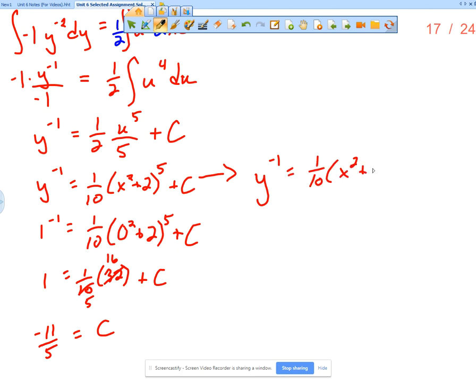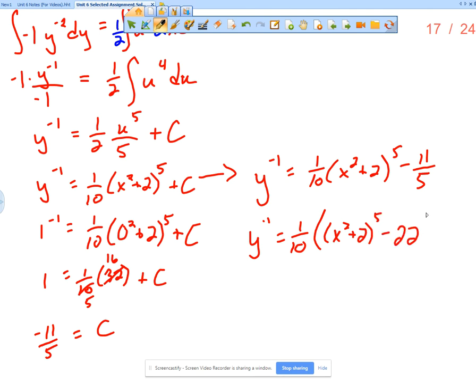x squared plus 2 to the fifth minus 11/5. And I believe the answer sheet has y to the negative first equals 1/10 factored out. So I have x squared plus 2 to the fifth and then minus 22. Because if I were to distribute 1/10 to 22, I reduce and get 11/5.